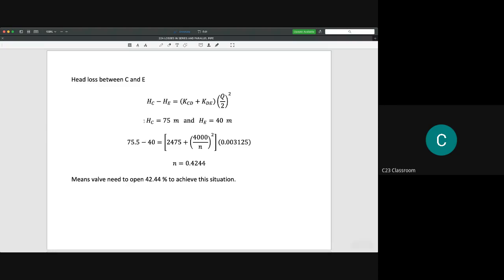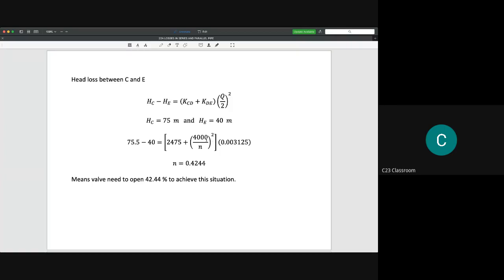And then we need to calculate the valve, meaning the value of N here. Because the question gives that the valve has an equation of 4,000 over N square, I think.